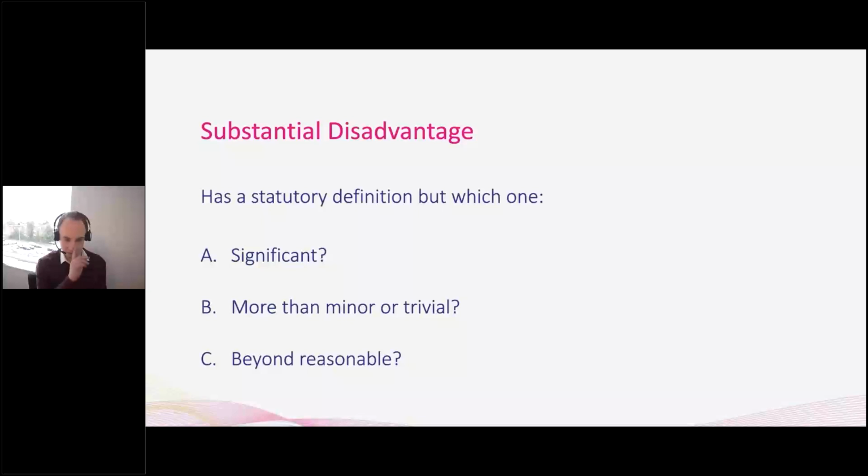So, a quick poll before I come on to the question in a moment. We're looking for a substantial disadvantage. It's a substantial disadvantage that has to be overcome by implementing the reasonable adjustment. So which of these is the statutory definition? Which of these tells us what substantial disadvantage actually means? Is it A, a significant disadvantage? B, a more than minor or trivial disadvantage? Or C, a disadvantage which is beyond reasonable? A, B, or C? Let's see what you think.